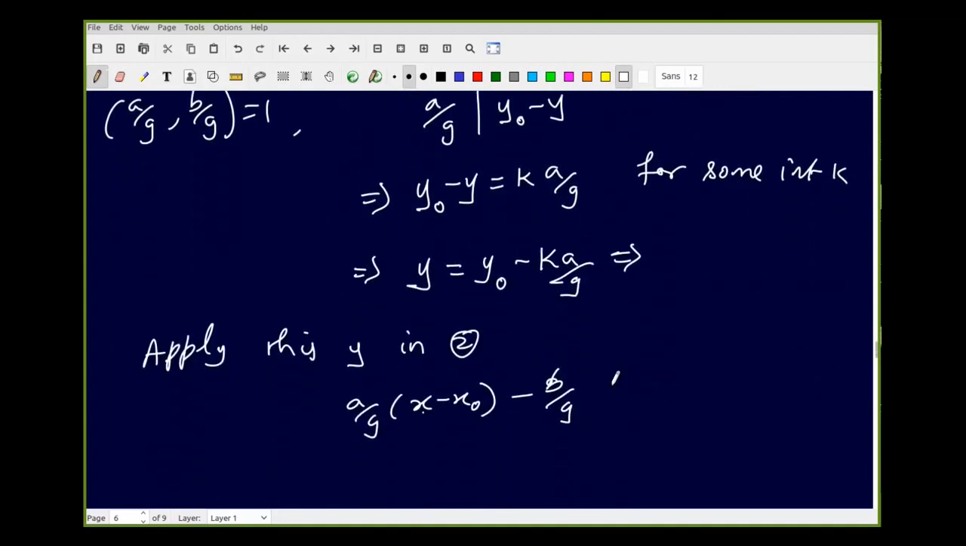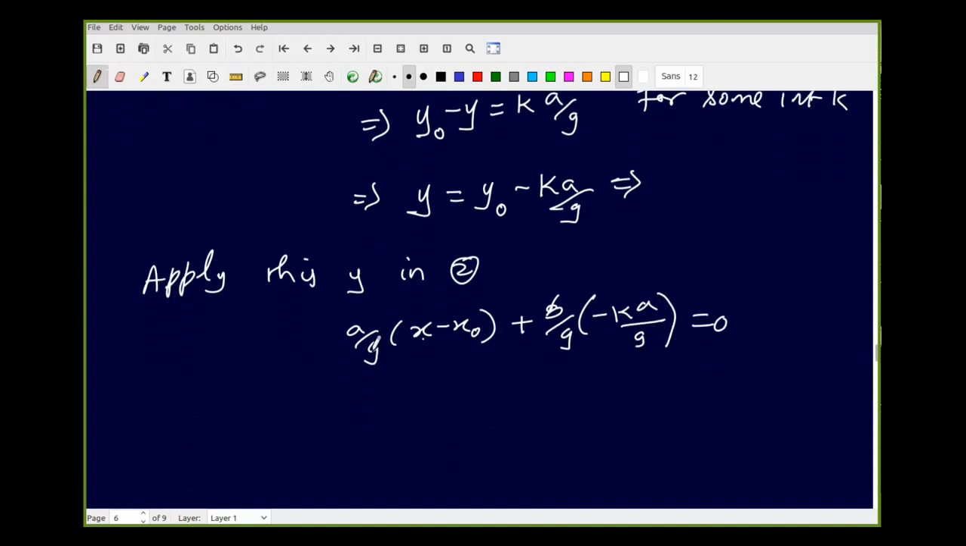Dividing by g, we write here minus k(a/g). If I take y − y₀, y − y₀ is −k(a/g), so plus (b/g)(−k a/g) equal to 0. So a/g is a common factor, so we can cancel a/g. Then x − x₀ is minus k(b/g) equal to 0. So x = x₀ + k(b/g).